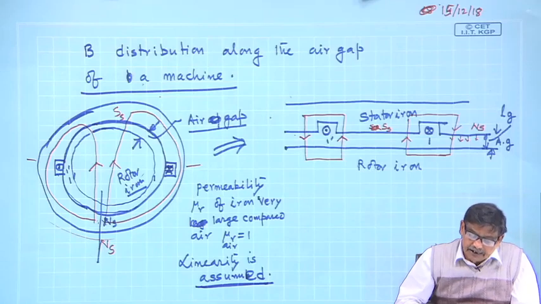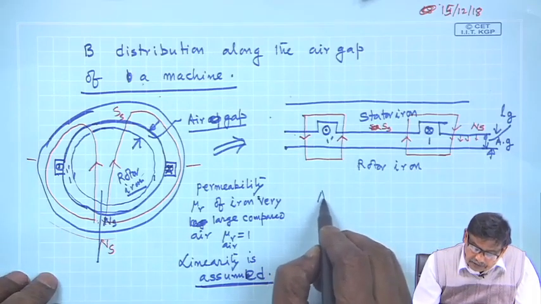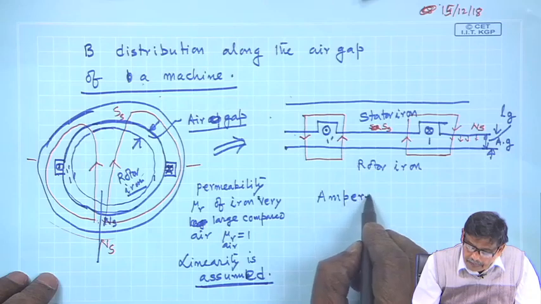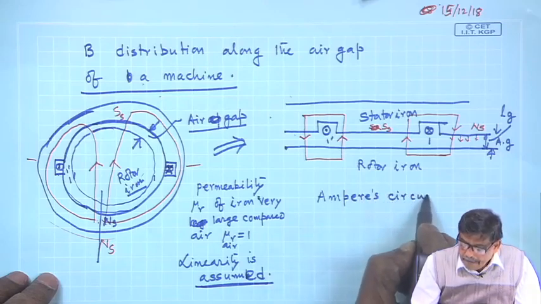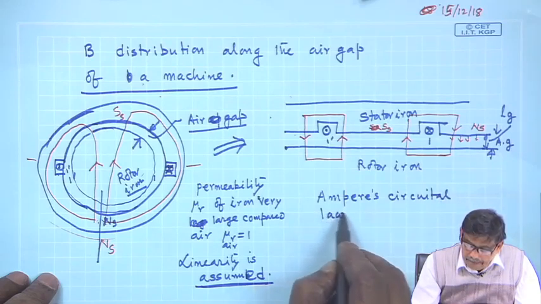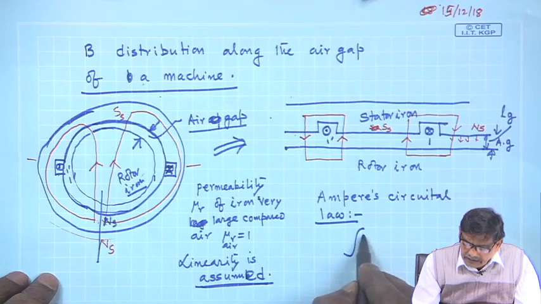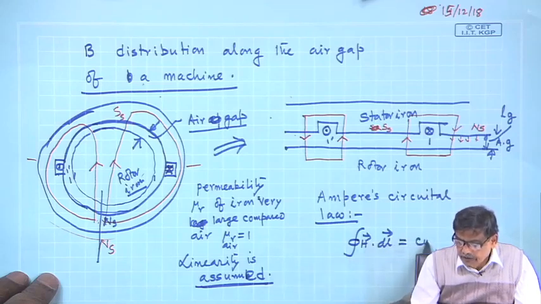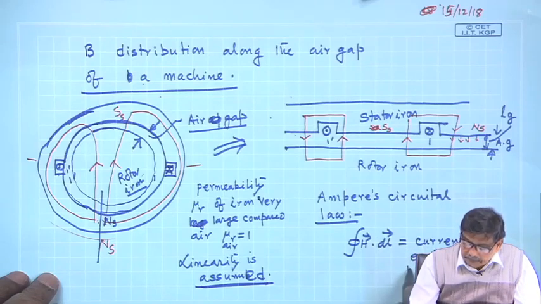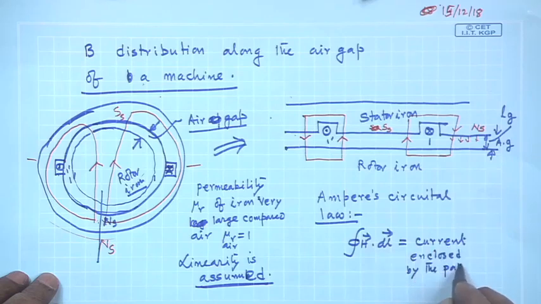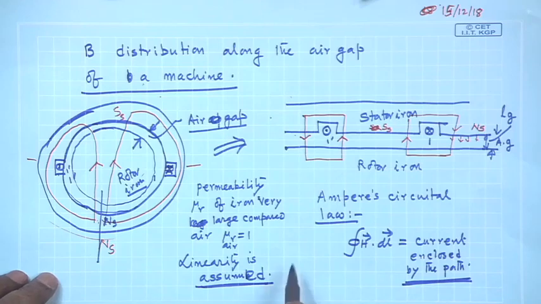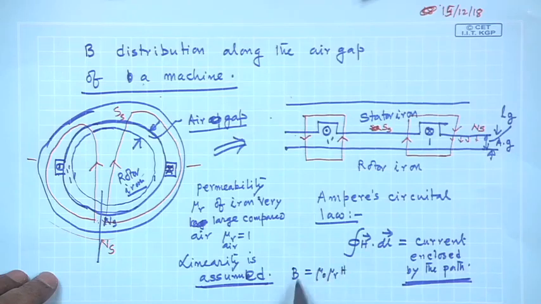Now, to find out the field around a conductor, what we apply is known as Ampere circuital law, which you know is mathematically written as the closed path integral of H dot dl equals the current enclosed by the path. And B and H are related by B equals mu 0 mu r into H.